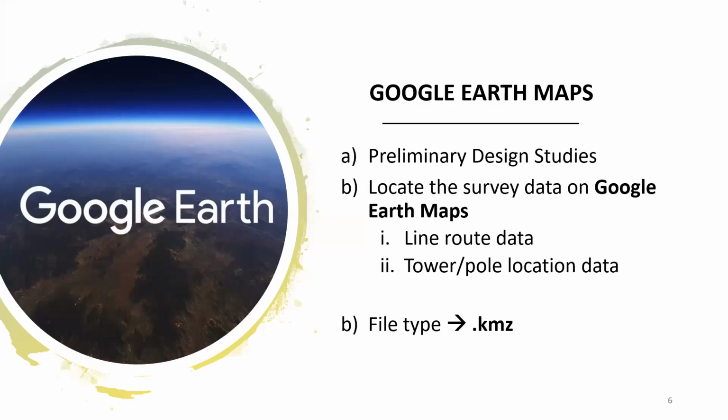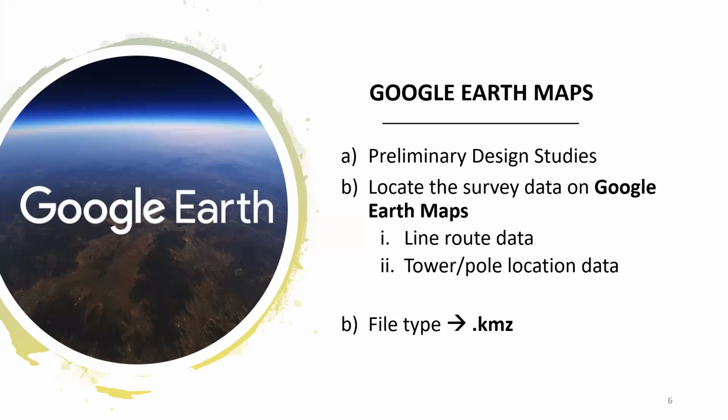But if you are in a preliminary design stage of a study, you can use Google Earth Maps to locate the survey data. So you locate the survey data on Google Earth Maps, separately the line route data and the tower pole location data. So two KMZ files will be created, one for line route data and one for tower or pole location data.